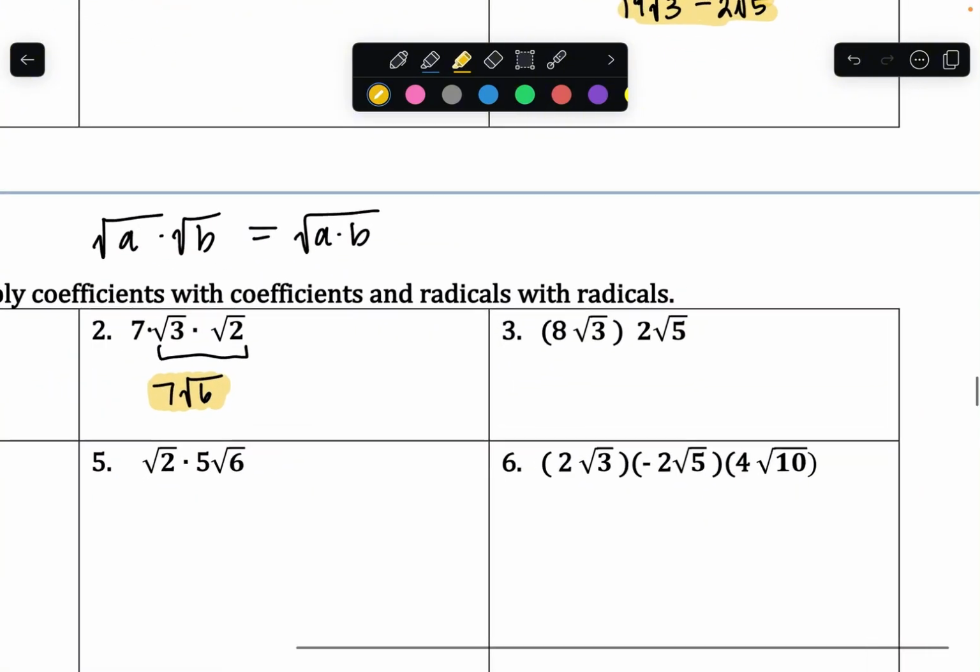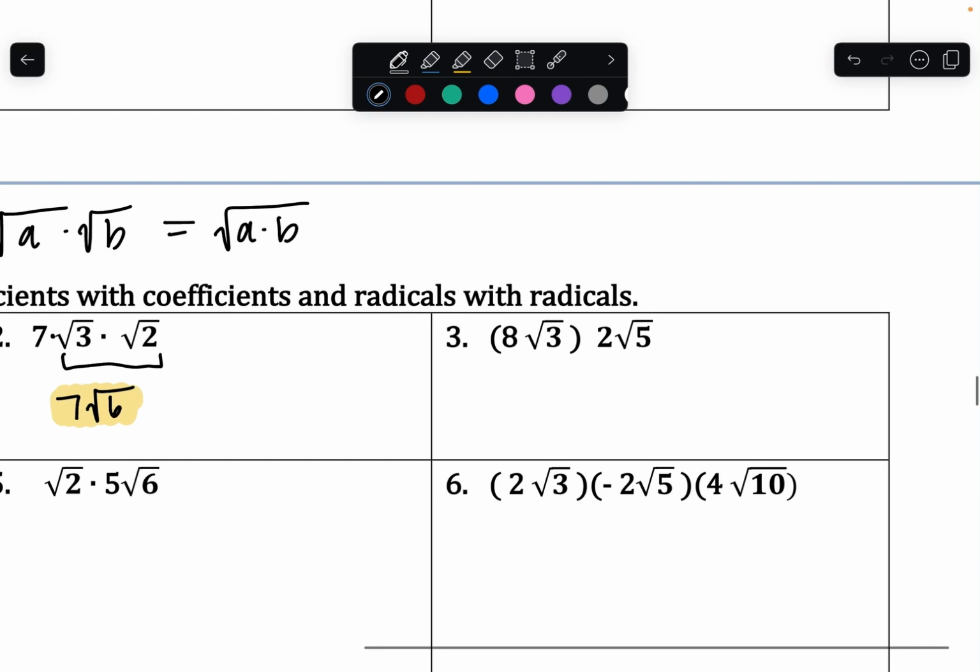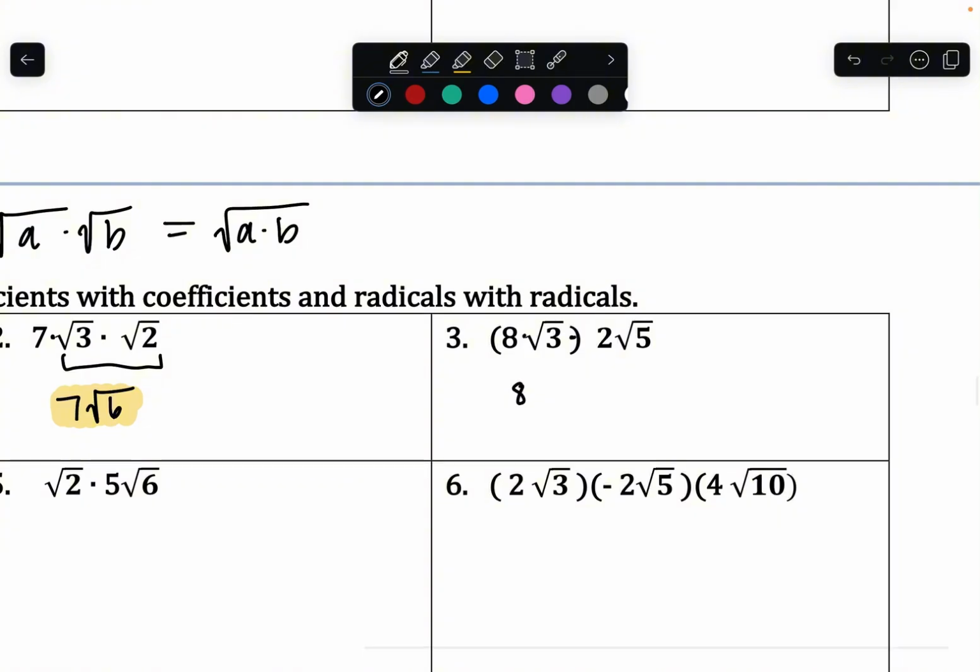Okay, here we have a set of parentheses, but the parentheses aren't serving any kind of purpose. We can add multiplication dots. We can separate these out. So I like to put the numbers that do not have a radical in front and then put the radicals at the end. You're allowed to rearrange terms in a multiplication strand, which I think is helpful.